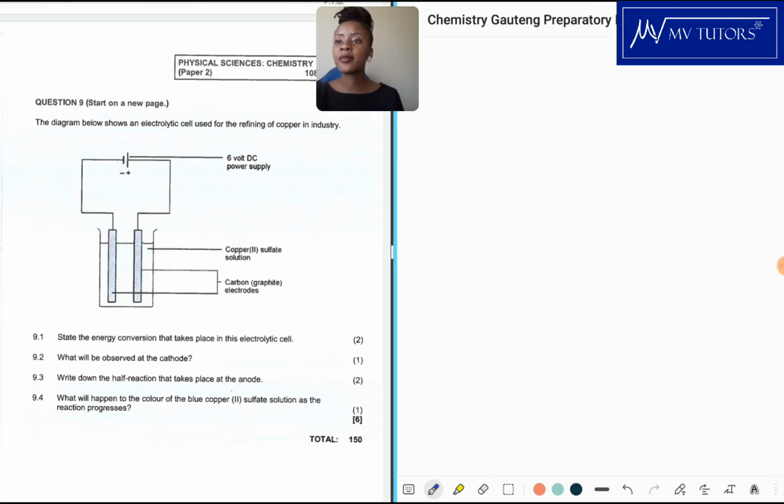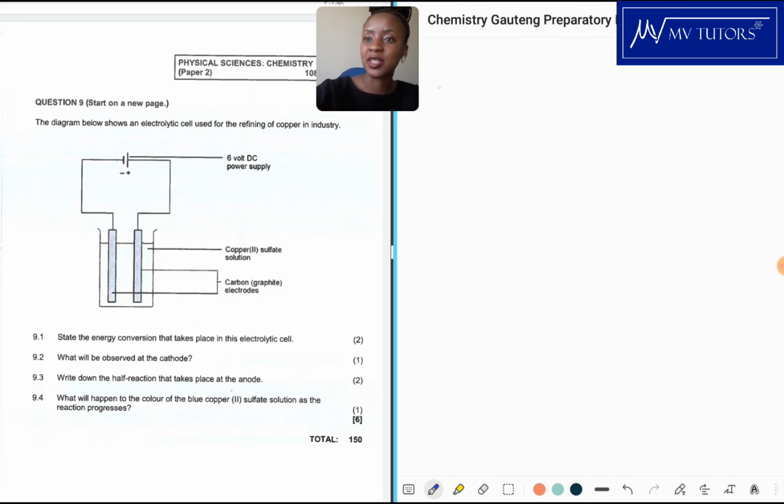So yes, we are refining copper. This is a very simplified diagram, but it works either way. Question 9.1: state the energy conversion that takes place in this electrolytic cell. Because we have that power source over there, we go from electrical to chemical energy.